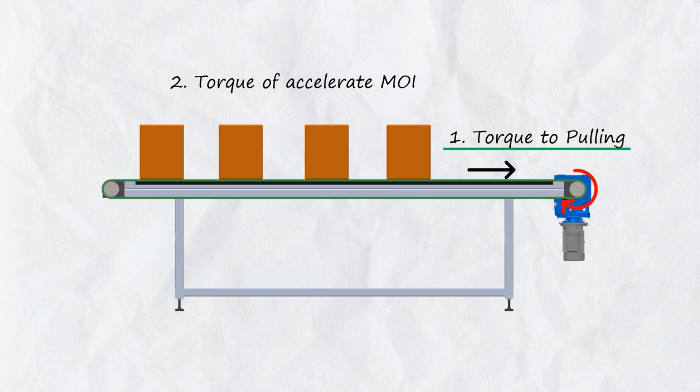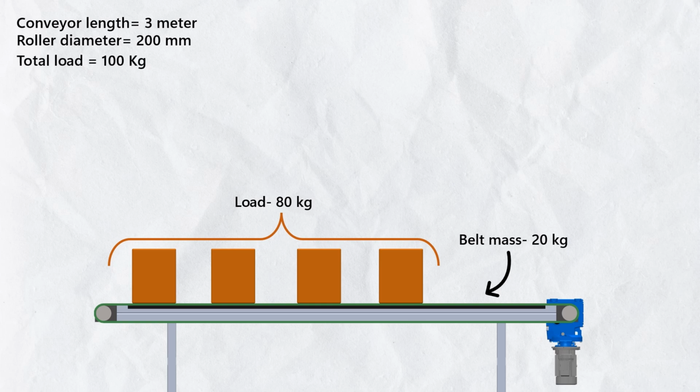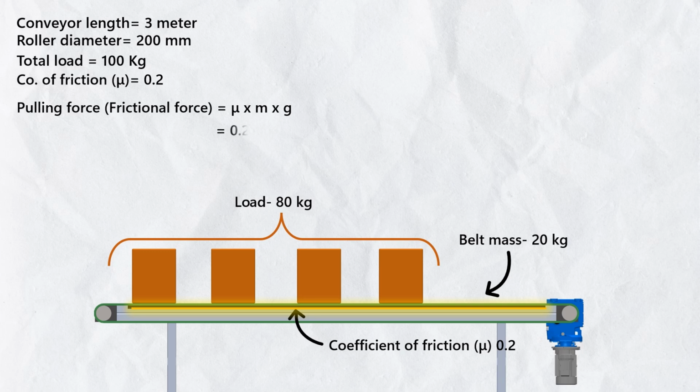So first let's calculate the pulling force. The total load is 80 kg of material plus 20 kg of belt, so 100 kg in total. Now let's assume a solid support below the belt, and the coefficient of friction between the belt and support, let's take it as 0.2. So the required pulling force would be equal to the frictional resistance, which is μmg. Put the values: 196.2 Newton. So what now?